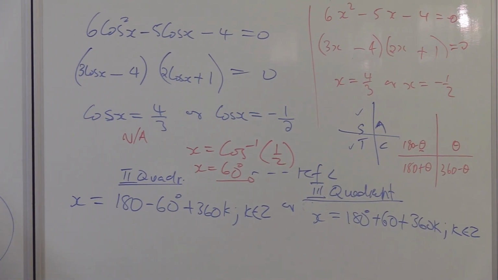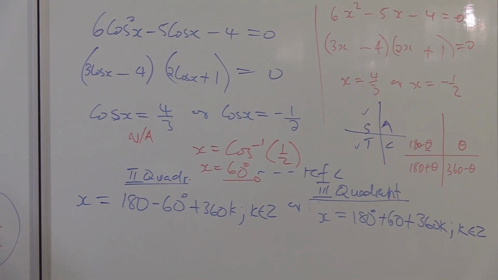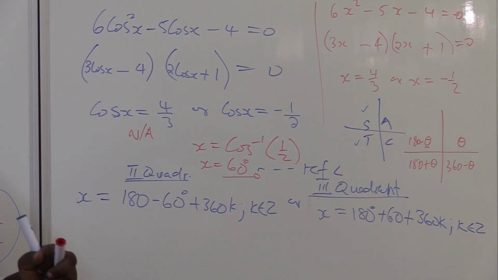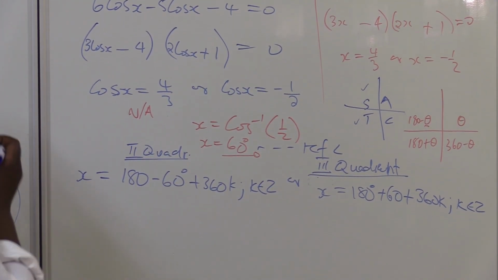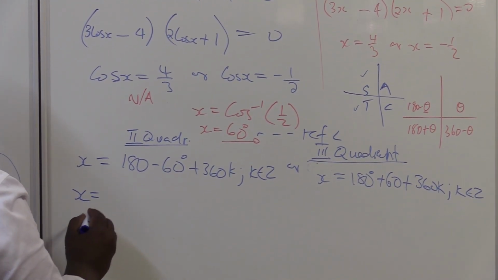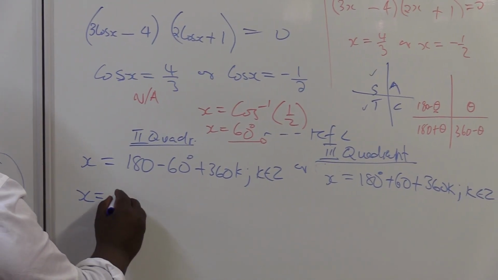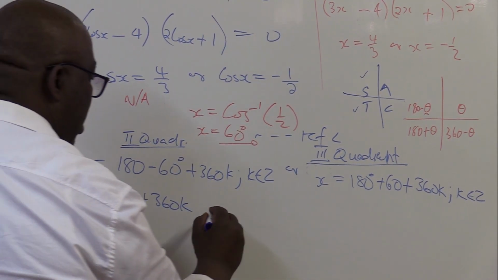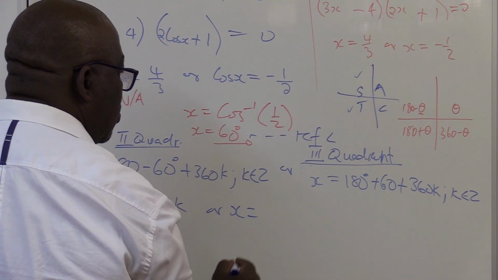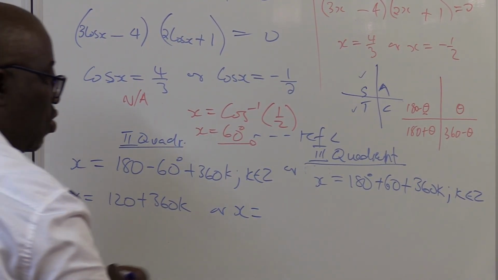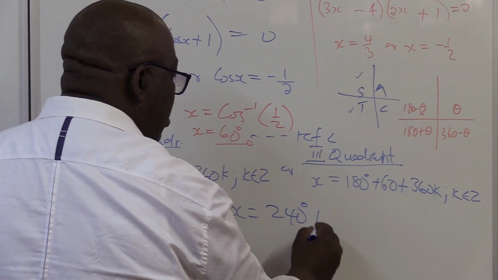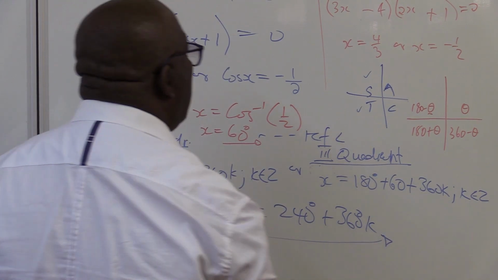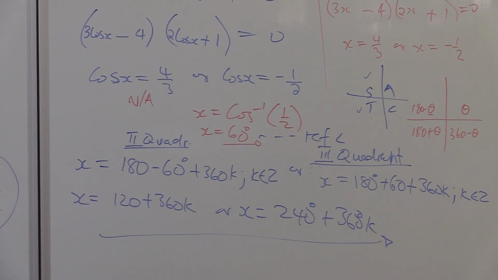Remember, this is also a general solution to that particular problem, and you need this information when you do the trigonometric graphs as well. It assists a lot. Let's do this. x is equal to, what is 180 minus 60? It is 120 plus 360k. On the other side, x will be equal to, what is 180 plus 60? It is 240 degrees plus 360k. This is what we refer to as a general solution, and it's part of your trigonometry.